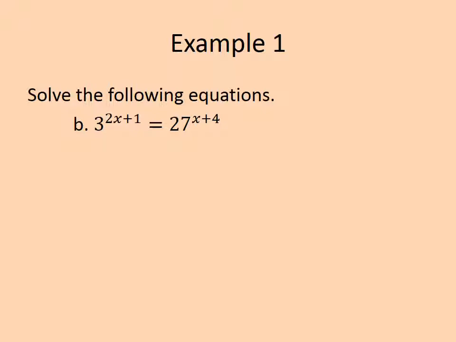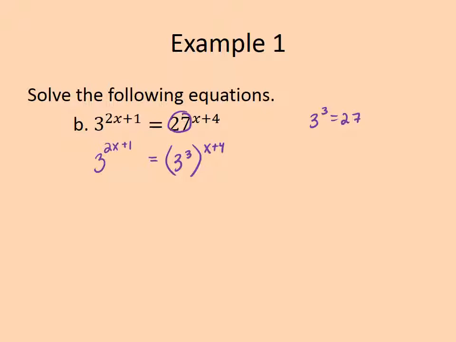In this example, we want to make everything have the base of 3 again. On the left side, we already have 3 raised to the 2x plus 1 power. However, on the right side, we need to change 27 to be a power of 3. 3 cubed equals 27. So we can change 27 to be 3 cubed, and then we raise everything to the x plus 4 power.